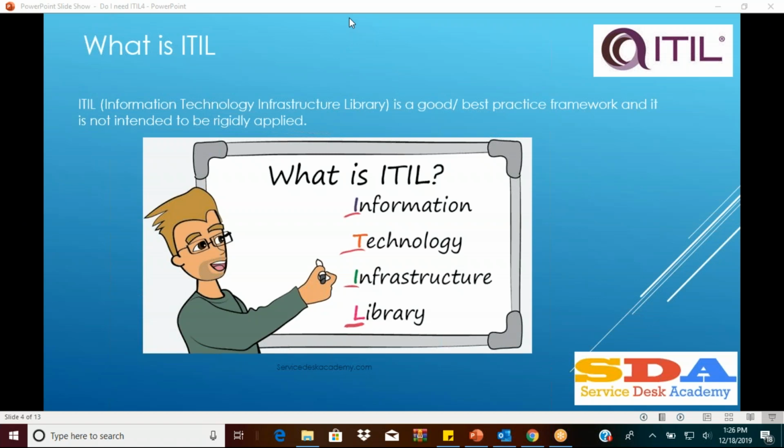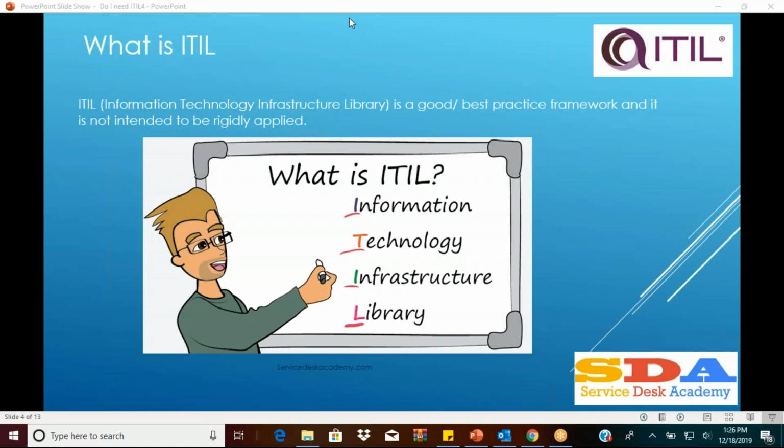The next reason is it is non-prescriptive. ITIL doesn't give any kind of prescriptions where you have to follow them at any cost, right? So it's not like that. It is non-prescriptive, which means ITIL can be adopted and adapted as per your organization's requirements.